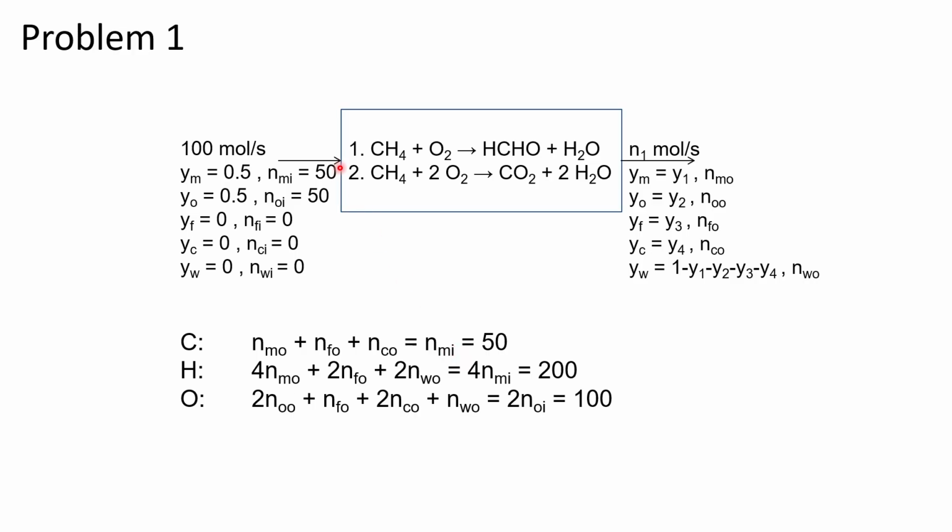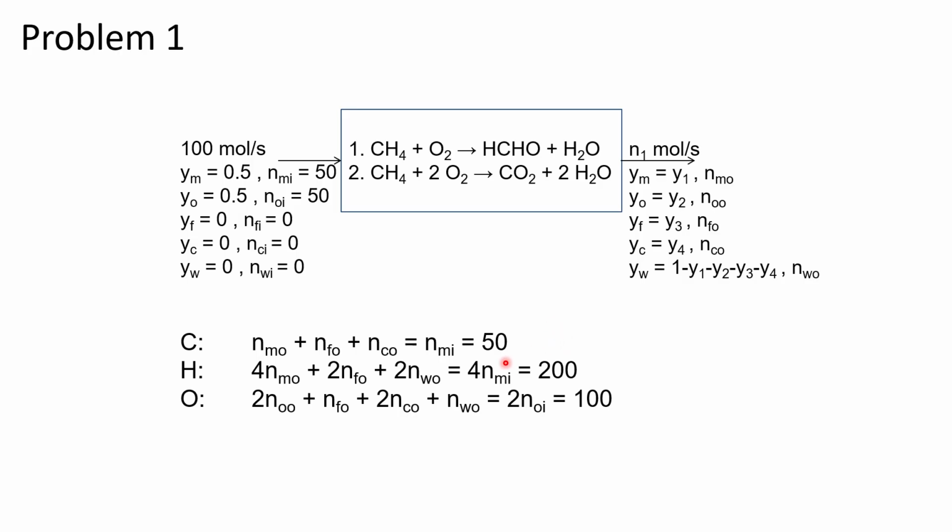For the carbon that comes in, we'll first look at the methane that comes in. It has a flow rate of 50, and we'll multiply that by the number of carbon atoms per molecule of methane. There's only 1, so we'll put a 1 here. And so we'll set the flow rate of carbon that comes out equal to that which comes in. We can't solve for any of the unknowns here now.